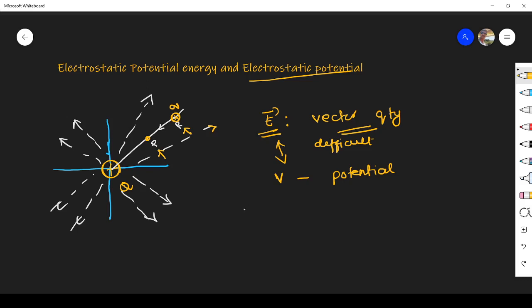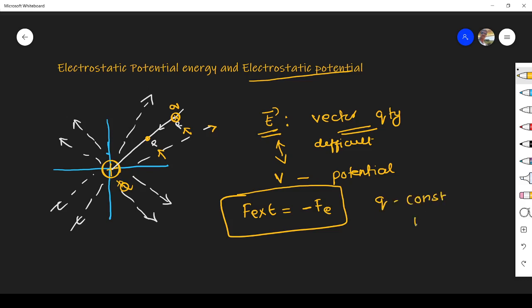Let us assume that this external force is F_ext. This force must be equal and opposite to the force produced by the source charge Q, which is the electrostatic force. Because it is produced by static charges, we call it the electrostatic force, and the external force must be opposite to it. Then only can we move the test charge with constant velocity. So this is the condition.